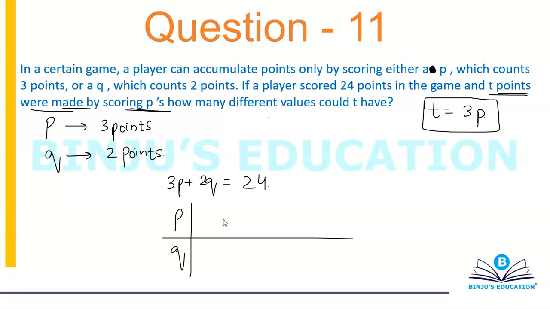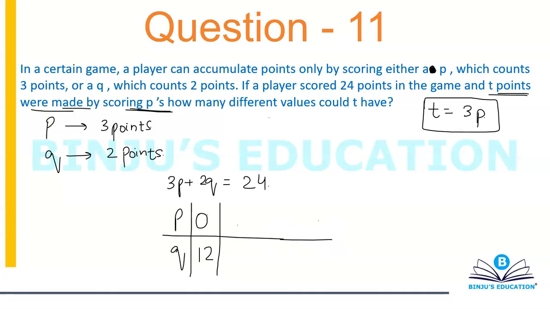So I can say if I take the minimum value of P, the minimum value of P will be 0. Now if P is 0, I'm just taking it, okay? I do not know whether this is the minimum or not. If P is 0, can I have an integer value of Q? Because Q can't be a decimal. Let's see. If P is 0, then 2Q will become 24, and from there I get Q is equal to 12. So we have taken the minimum value of P and thereby got the maximum value of Q, right? So when P is 0, Q is 12.